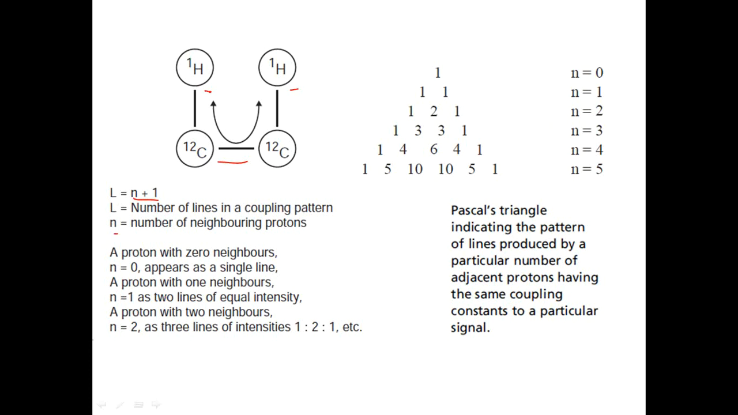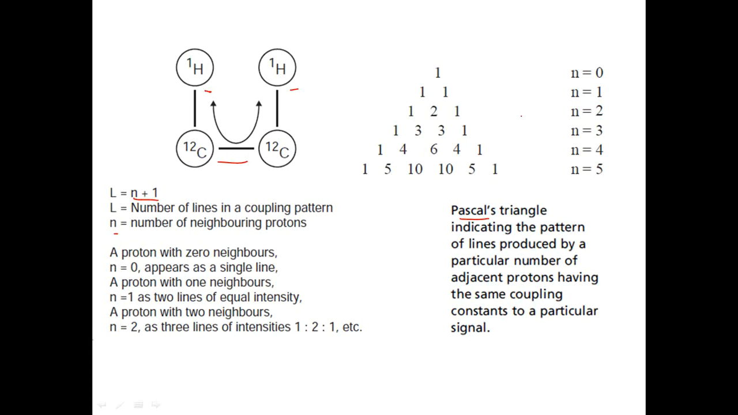And you can see the splitting pattern follows a pattern called Pascal's triangle. This gives you the possible interactions: if the n value is 0, there are no neighboring protons, and only a single line, a singlet, is seen. If there is one neighboring proton, you see a doublet, which has equal intensity, that is 1:1.